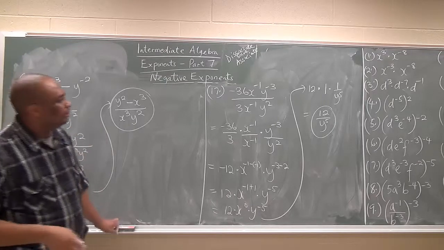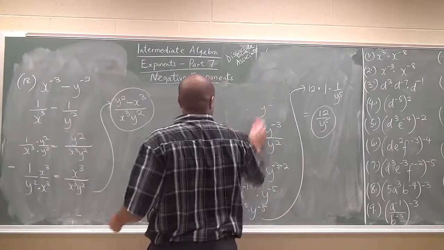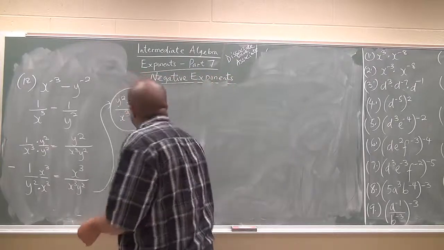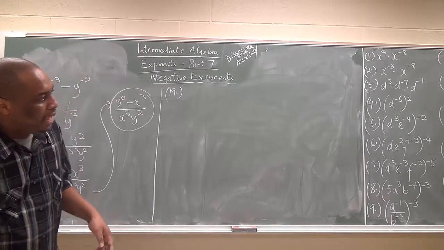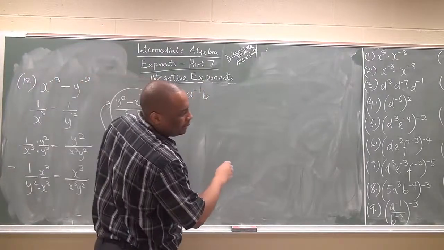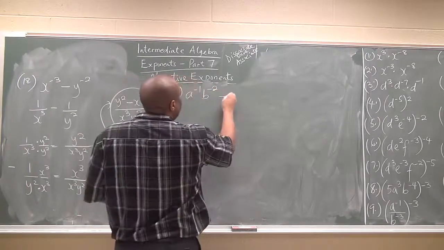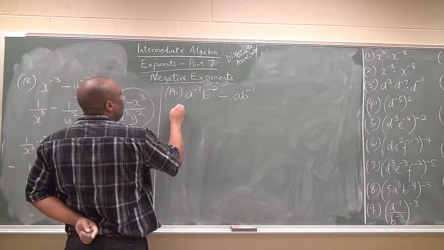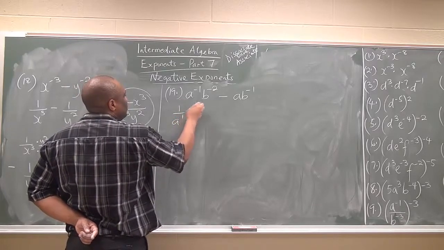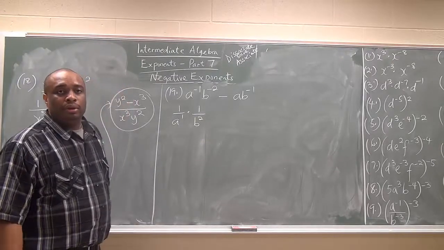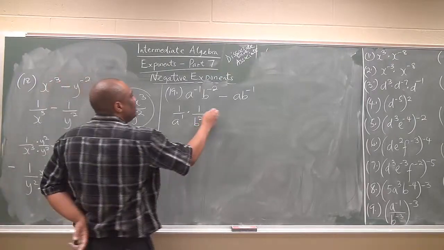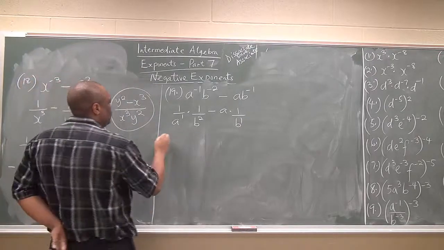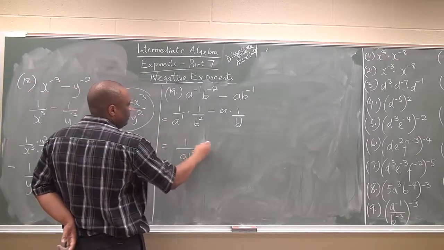Next one, I'm going to do the horizontal method. Question 19: we have a to the negative 1, b to the negative 2, minus a, b to the negative 1. Now, what does this mean? This means 1 over a to the 1 times 1 over b to the 2, then minus a times 1 over b to the 1. So this is 1 over ab squared minus a over b.